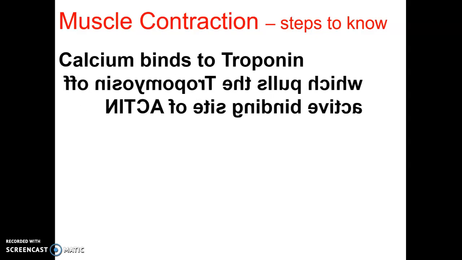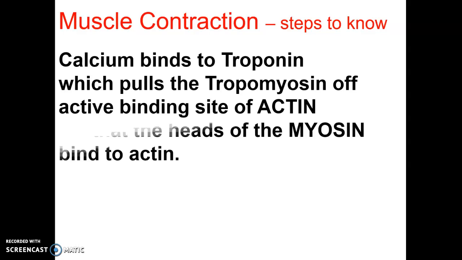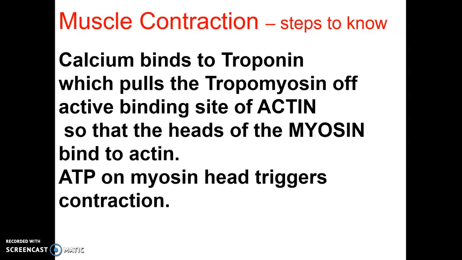The troponin then pulls the tropomyosin off the active binding site on actin. So now the binding site on actin is exposed. The myosin heads can grab a hold of actin. Once this occurs, ATP triggers the attraction. ATP is the energy molecule.